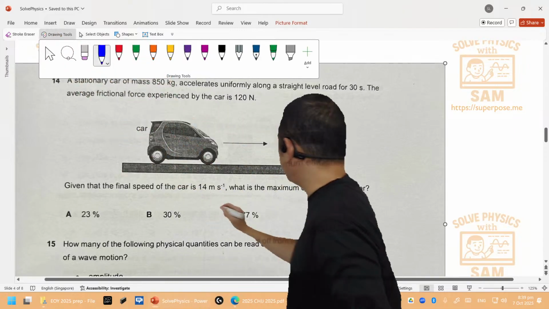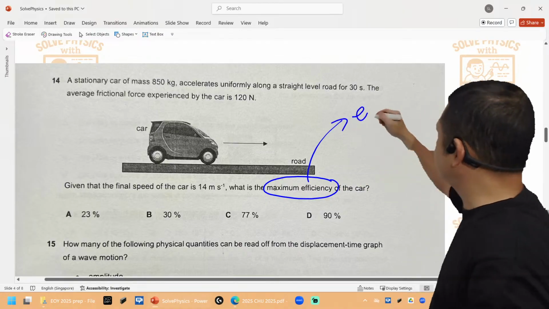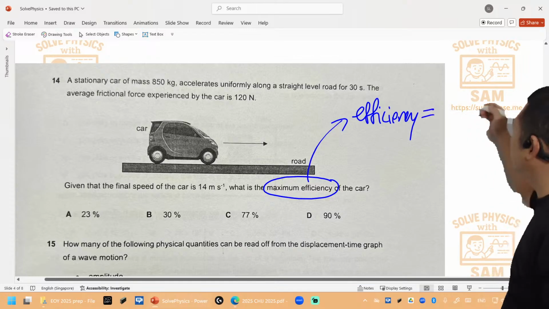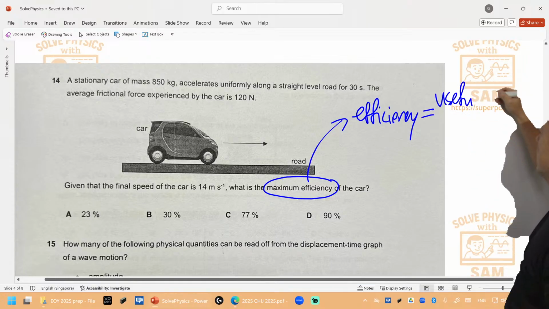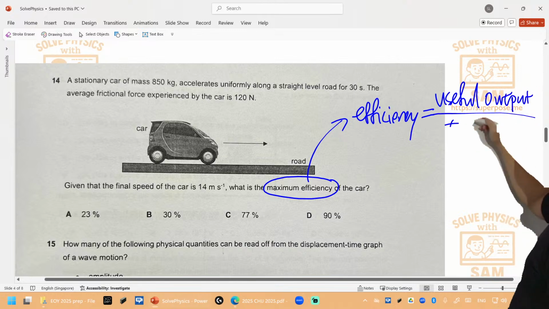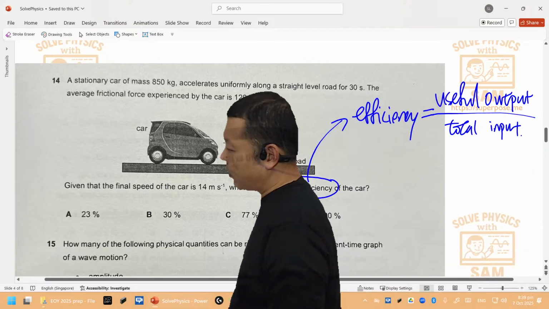You're asked to find maximum efficiency. Garen, come tell me what's efficiency. Like the amount that you calculated over what you're supposed to get times 100. No. I mentioned this before many times already. Please try to remember it. Useful output over total input.